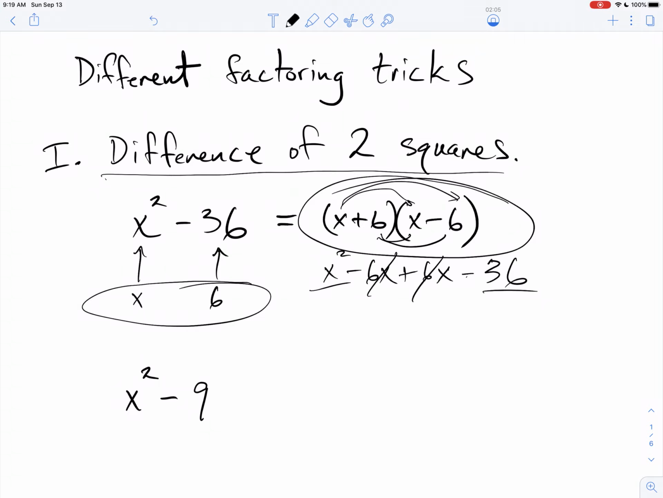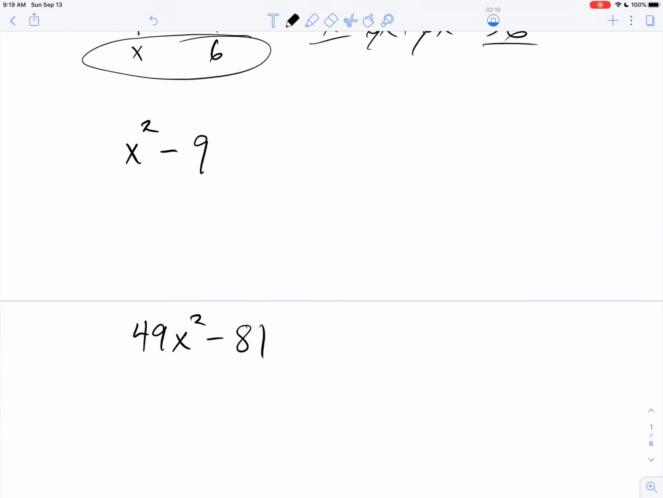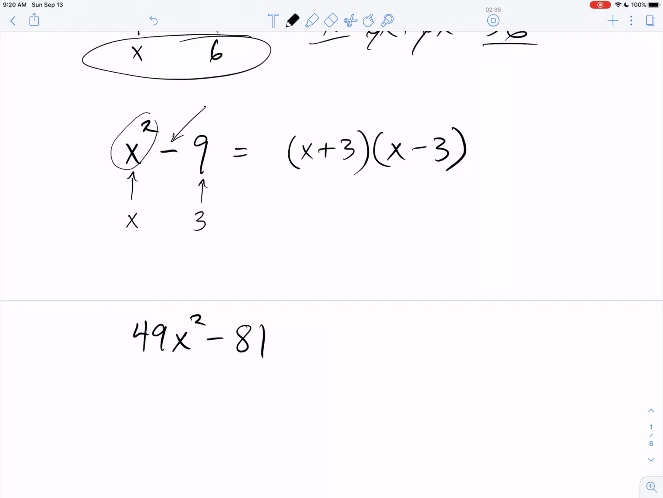So I just did a couple quick ones here so we could just get this remembered real quick. So what times itself is x squared? That would be x. X times x is x squared. What times itself is 9? Well, that would be 3. So if you want to quickly factor this, you would say x plus 3, x minus 3. This is a technique called the difference. So to find the difference between two things, we subtract. So the difference of two squares.